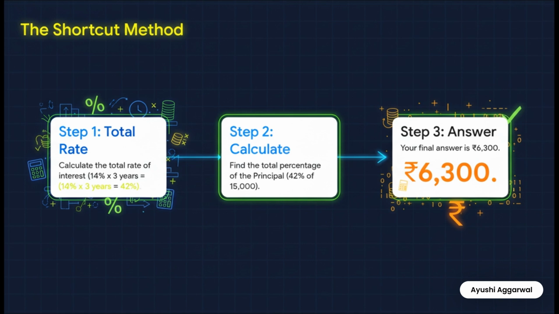Now for the final step, just calculate 42% of the principal, 15,000. And what does that give you? 6,300 rupees. See that? Same exact answer, but you got there in like half the time.